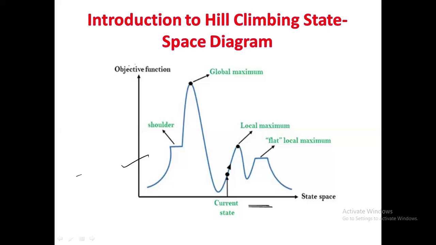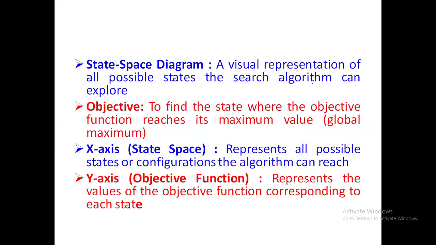The goal of the algorithm is to navigate this landscape and reach the global maximum, which is the best solution, the highest peak when maximizing a function, or the global minimum, the lowest point, when minimizing a function. However, due to its greedy nature, hill climbing may get stuck at local maxima, plateaus, or ridges, making it important to use variations like random restart and simulated annealing to escape suboptimal solutions.